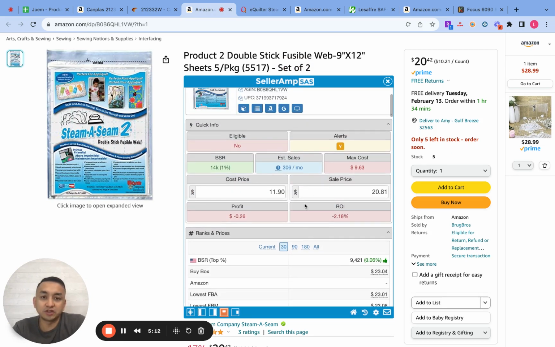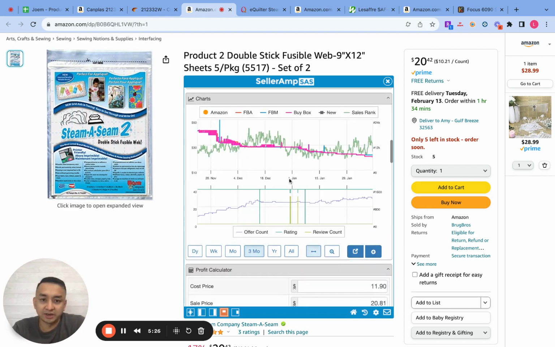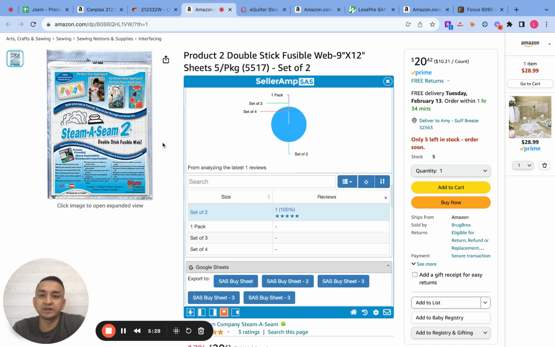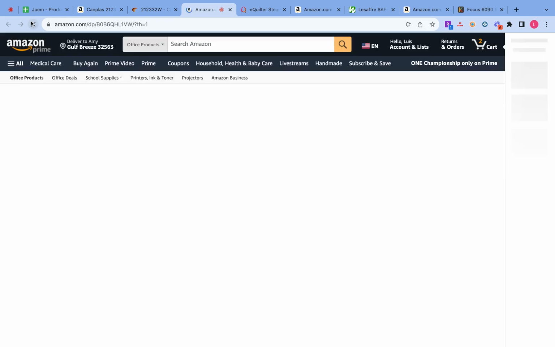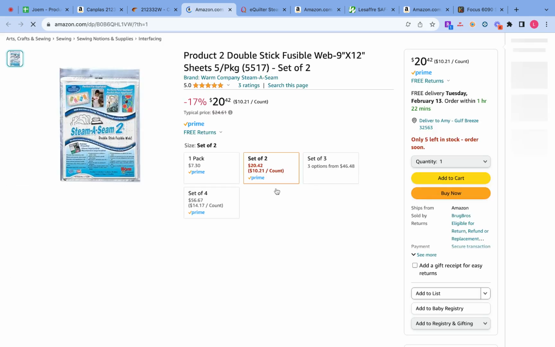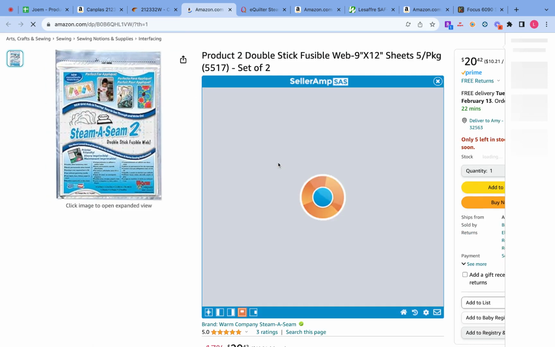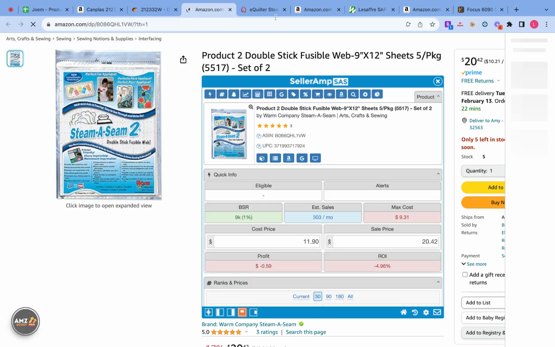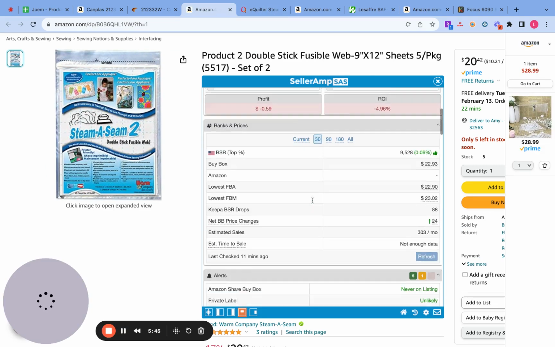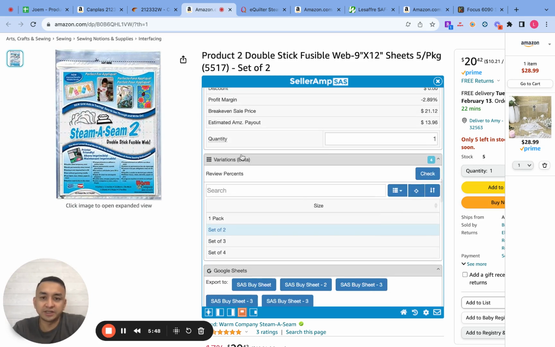It's giving you a negative 2% ROI already, right there, which is already a red flag, right? And then here under estimated sales it's giving you 306 a month, but this one is a variation. So I would go down to variation. Let me refresh this real quick. So setup 2, sales per month is 303. It's a variation, so go down to variation, pick setup 2, click check.